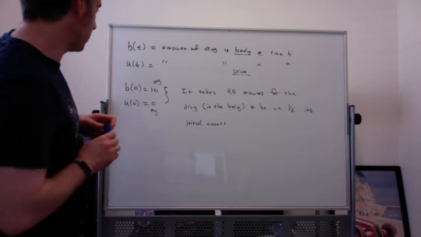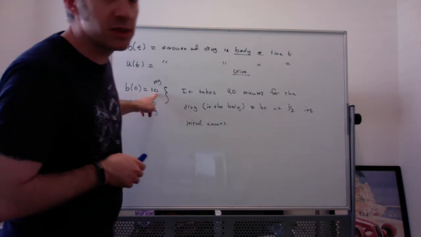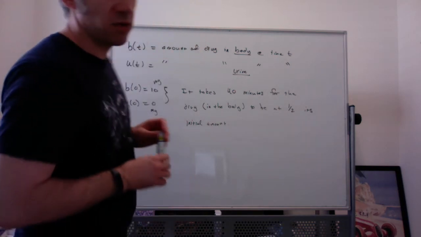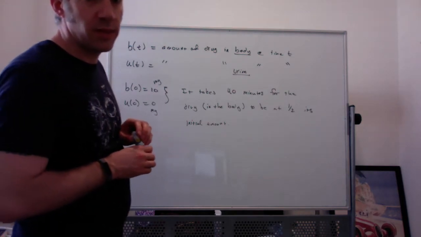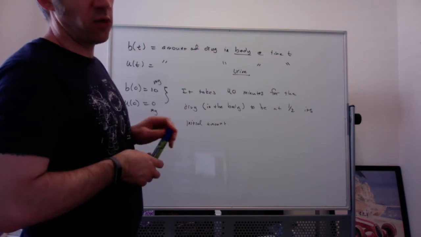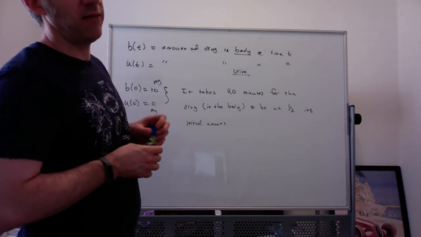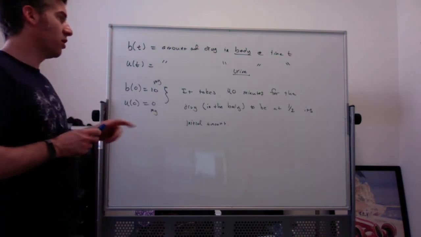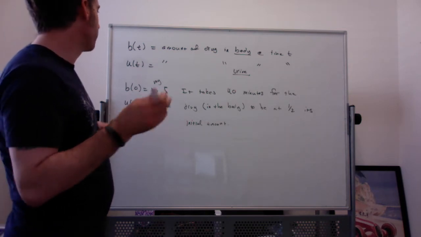If B of 0, the initial amount in the body, is 10 milligrams, and U of 0 is 0 milligrams in the urine, find a system of differential equations for B of t and U of t if it takes 40 minutes for the drug to be at 1/2 of its initial amount in the body. So we'll deal with that in a minute. But here's what I want to say.